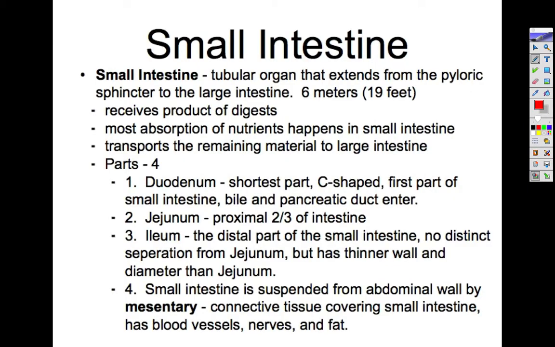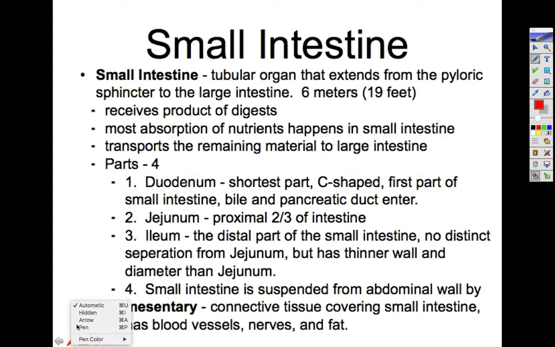Hello and welcome to our discussion on the small and large intestines. This will be the last lecture for this unit for my class. And so you're going to learn about the small and large intestine, kind of the final stops for your food before it exits your body.